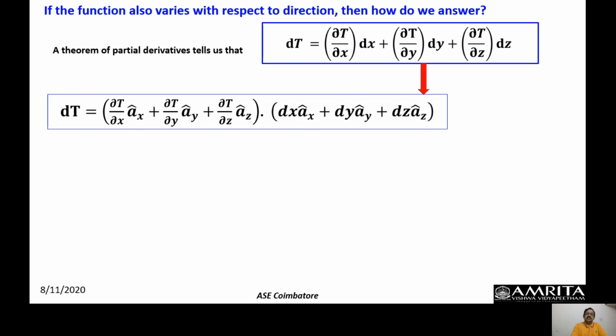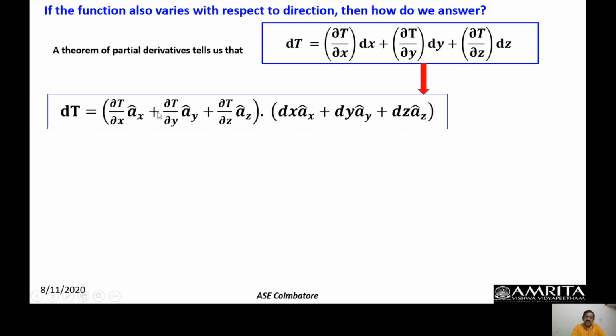This can be further written as follows. This expression over here is what I call del T, where del is the del operator and T is the scalar function, which varies only with spatial coordinates. T does not vary with the direction. That is what I want you to be careful about. T is a scalar function, whereas the change in temperature varies with the direction. Merely the change in temperature varies with the direction, not T. I emphasize that point.